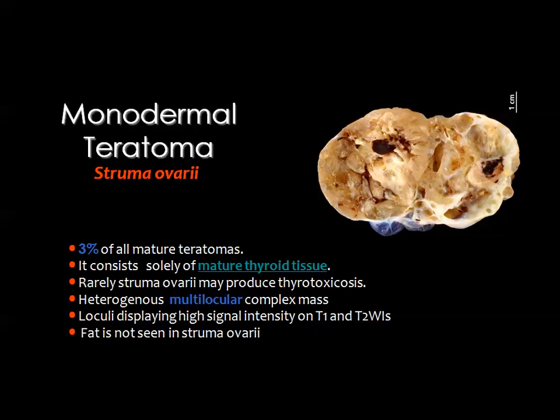Now we are dealing with one of the rare lesions in the ovary, which is the monodermal teratoma, known as the stroma ovarii, which is made of only mature thyroid tissue. And these lesions represent about 3% of all mature teratomas of the ovary, and they are usually multilocular, and the locules may contain fluid which is of high signal in T1 and T2 due to its colloid content.